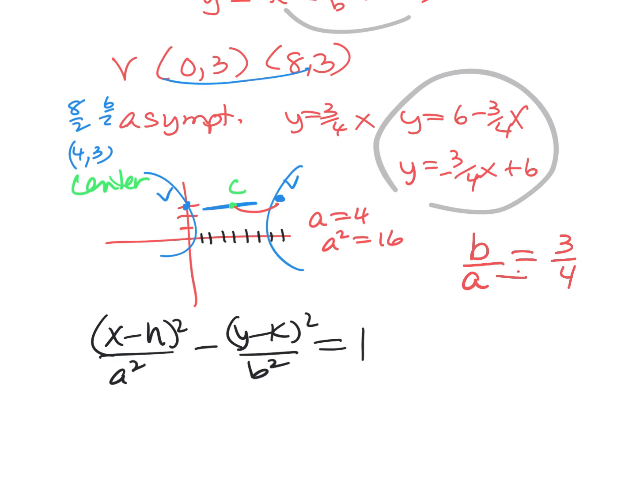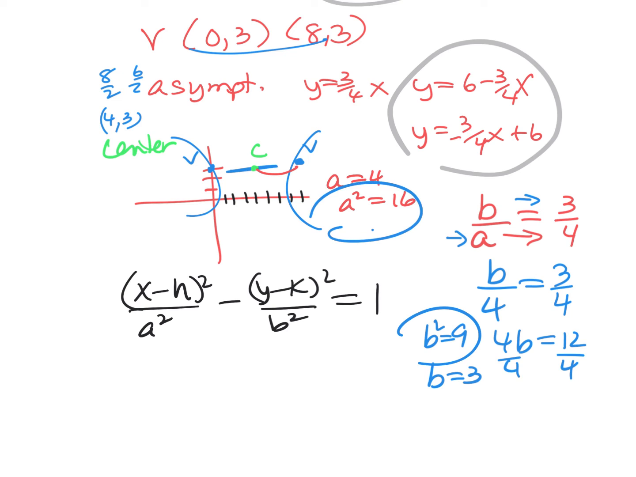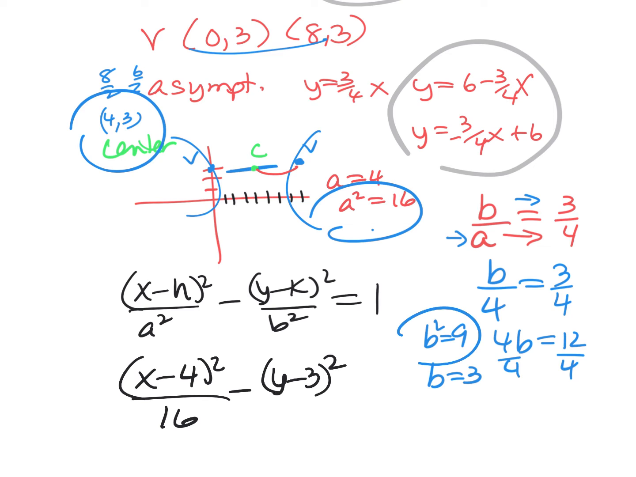Well, I already know a is 4. So then automatically, I can see that b is 3. But you could cross multiply or fill in b over 4. Take now put a, what it equals. Cross multiply. You really don't have to. But again, if you do, 4. And then b equals 3. So then b squared is going to be 9. So now I can fill in b squared, a squared, and my center. So final answer here would be x minus 4 squared over 16, y minus 3 squared over 9 equals 1.